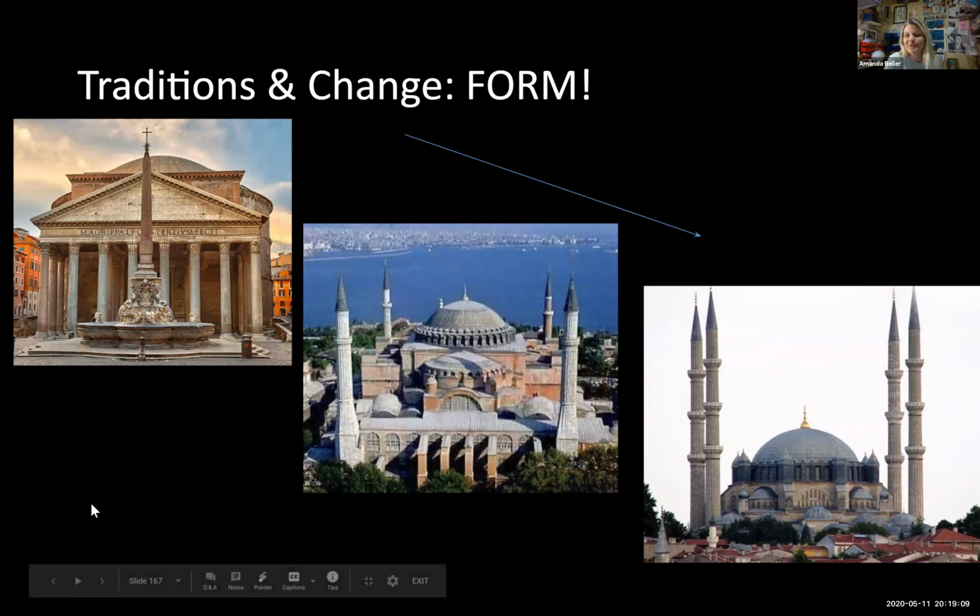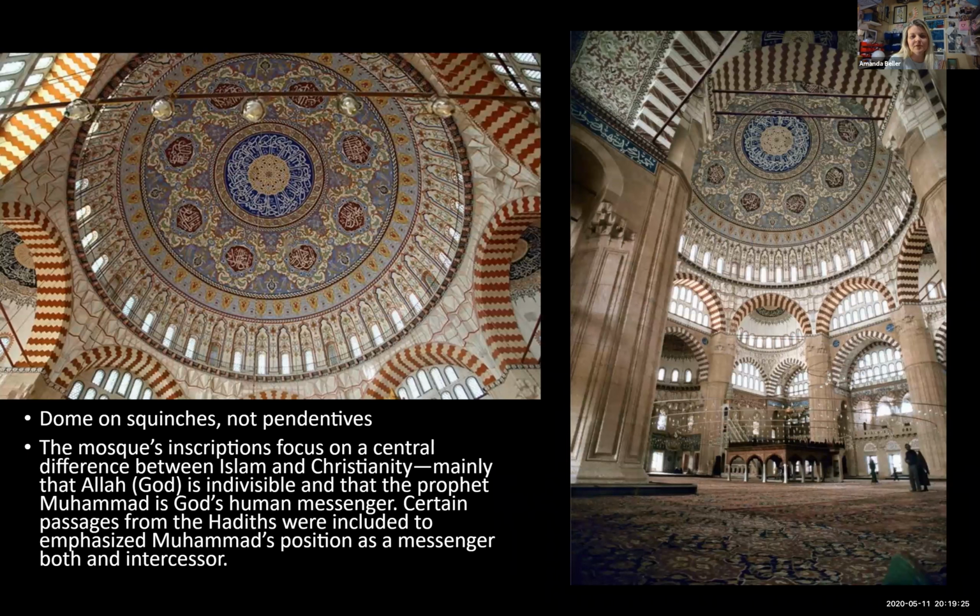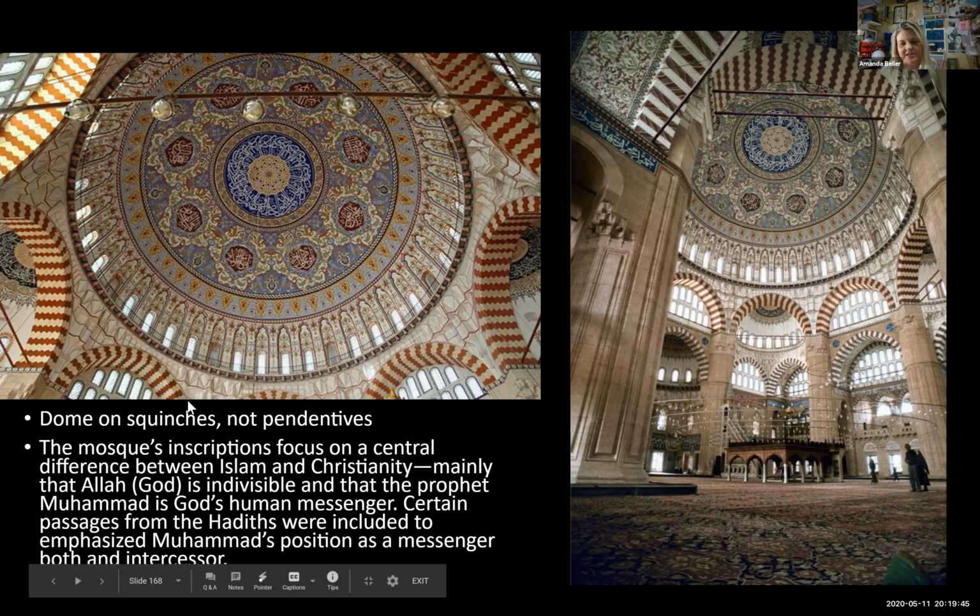So you could talk, ooh, what if you got continuity and change, right? Remember, College Board calls it continuity instead of tradition, whatever. And you talked about the form here, and you could talk about the dome, right? And how that's changed over time. That would be delightful. We talked about this being on squinches, whereas the Hagia Sophia was on pendentives. The messages within the Mosque of Selim II are all about the differences between Christianity and Islam. They're highlighting those differences. It's still a fenestrated dome, very decorative interior.